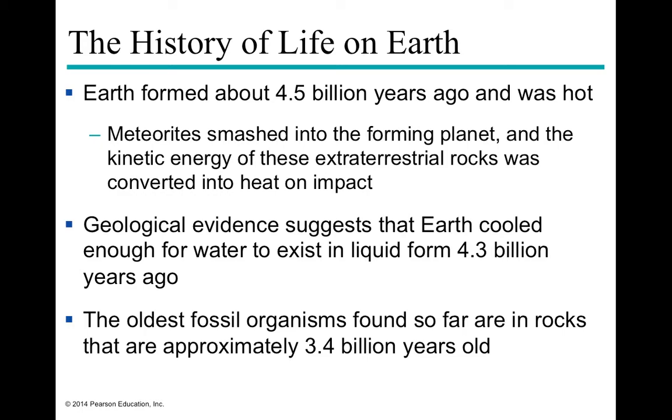We know that Earth formed about 4.5 billion years ago and was extremely hot at that time. It was created by meteorites continuously smashing into a forming planet, and the kinetic energy of all these rocks coming from the extraterrestrial environment was converted immediately into heat upon impact. That meant it took another 0.2 billion years for it to cool down enough for water to condense into liquid form.